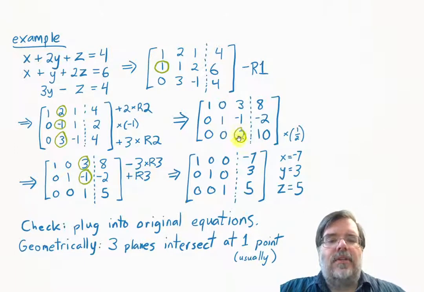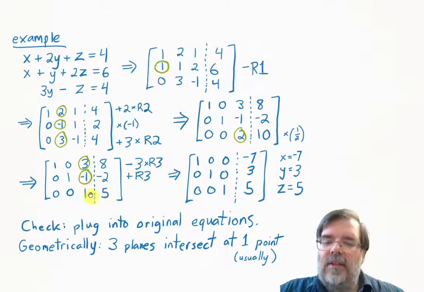Next, let's turn this 2 into a 1. We can do that by multiplying this row times 1/2. So we'll have 0 times 1/2 is 0. 0 times 1/2 is 0. 2 times 1/2 is 1. And 10 times 1/2 is 5.